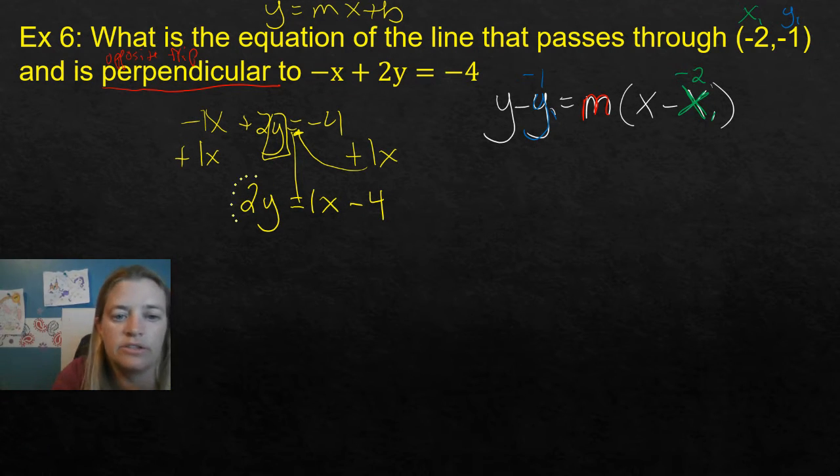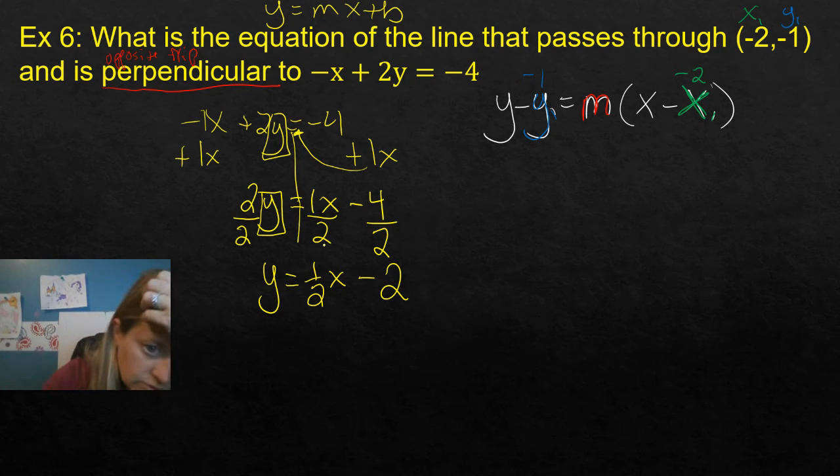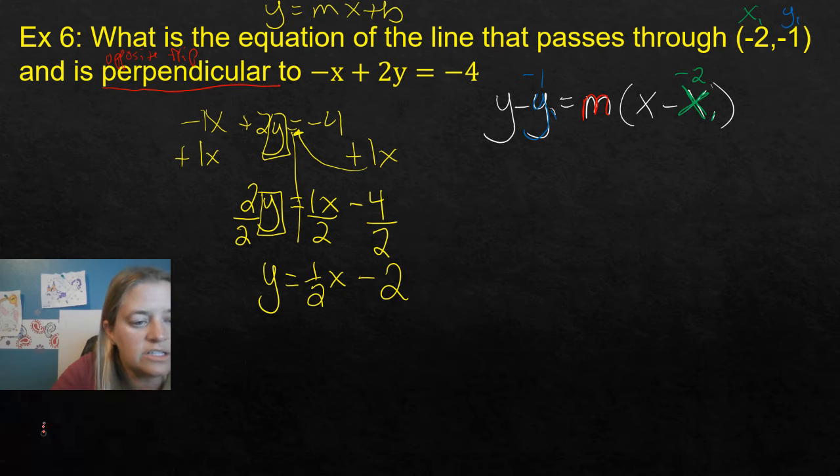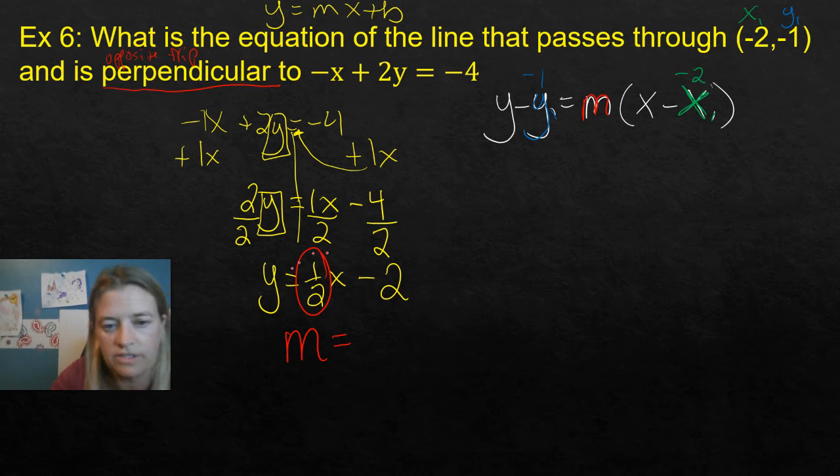And now we need to get rid of the 2 in front of the y because we want the y by itself. So we're going to divide by 2. We're going to divide everything by 2. And when we divide by 2, this goes away and becomes just 1. So we just get y equals 1/2 x minus 2. So 2 does not go into 1, so we just leave it as a fraction. So we know the slope of this equation is going to be 1/2.